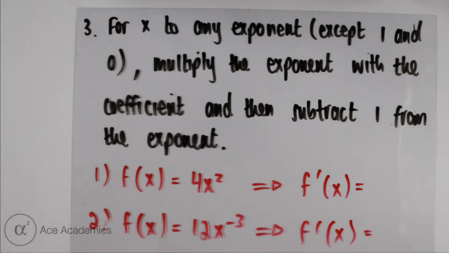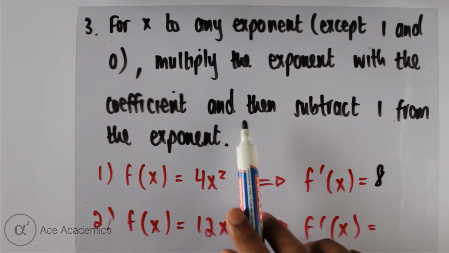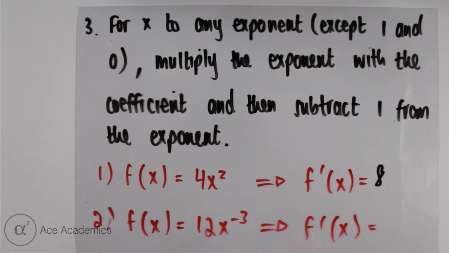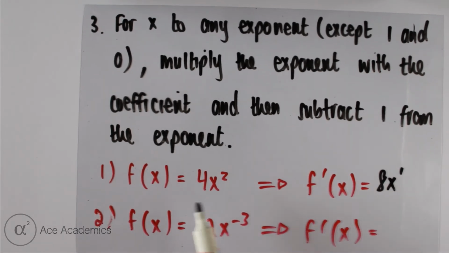Rule number 3 when it comes to short differentiation is, for x to any exponent except 1 and 0, we multiply the exponent with the coefficient and then we subtract 1 from the exponent. If we have f of x is 4x squared, according to our rule, we take the exponent and we multiply it by the coefficient. So 2 times 4 is 8. And then we subtract 1 from the exponent. So x to the power 2 becomes x to the power 1. So the derivative of 4x squared is just 8x to the power 1, which is just 8x.